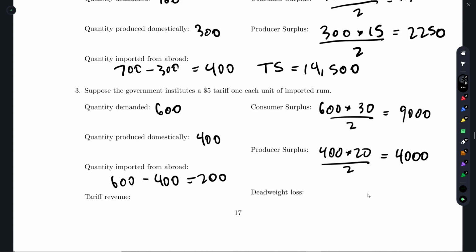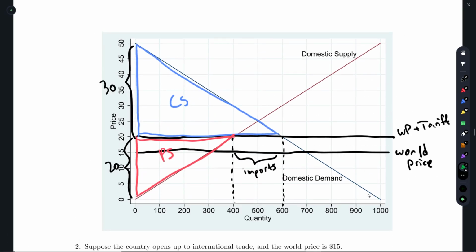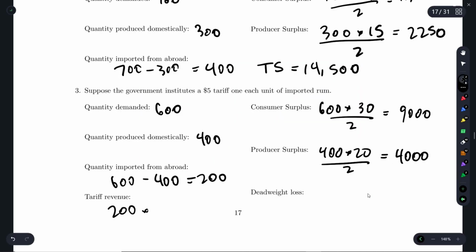We're going to go back to the graph and calculate those. For our tariff revenue, we are importing 200 units, and the tariff is 5 per unit. And so we have a rectangle, 200 times 5. 200 times 5 is 1,000.